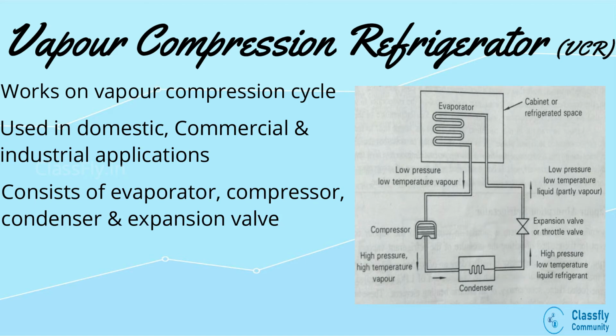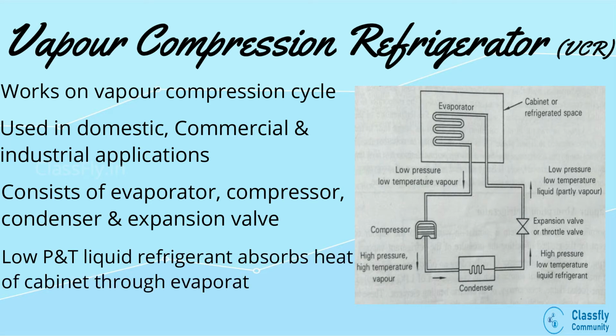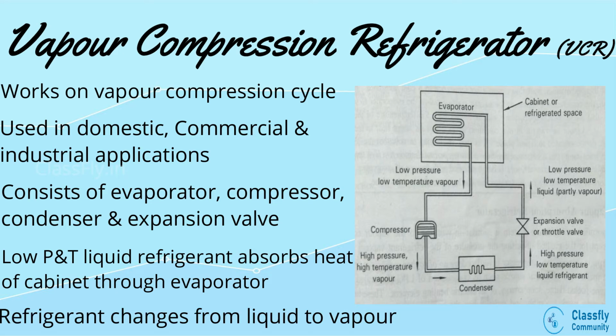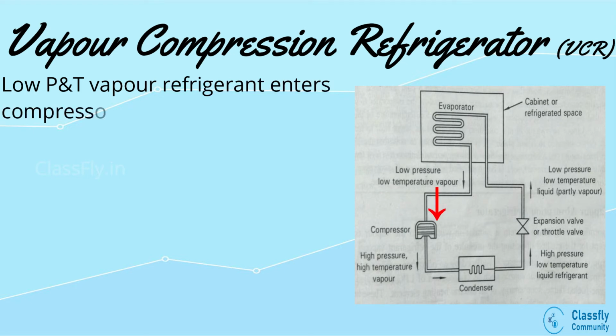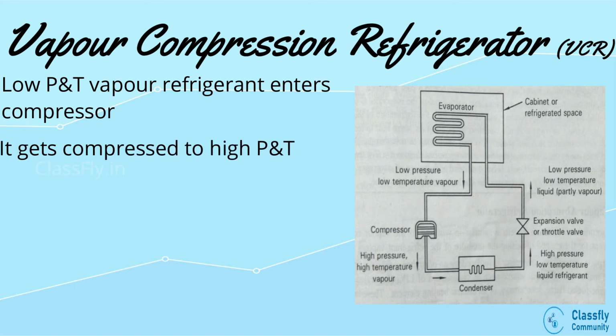Well, in working, the low pressure and low temperature liquid refrigerant in the evaporator will absorb the heat from the inside of the cabinet and will undergo a phase change from liquid to vapor. This vapor, which is now at low temperature and low pressure, is drawn into the compressor. Here it will be compressed to a high pressure and high temperature. The compressor will then circulate this refrigerant to the condenser.